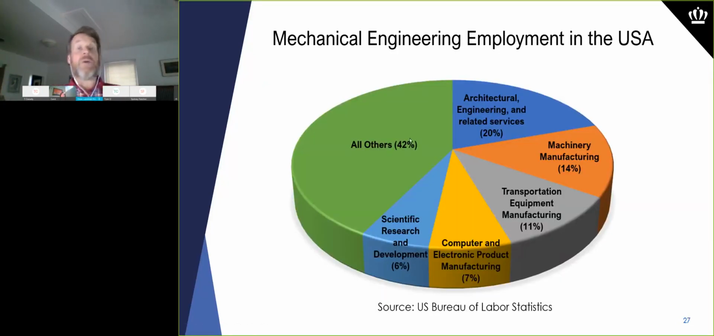What will you be doing? Well, this is a breakdown of what people are doing in the USA. So supporting architectural engineering and related services, about 20%, machinery manufacturing, about 14%, some form of transportation equipment manufacturing, about 11%, computer electronic products, 7%, scientific research and development, like the propeller work, 6%, and then all kinds of other things, the other 42%.